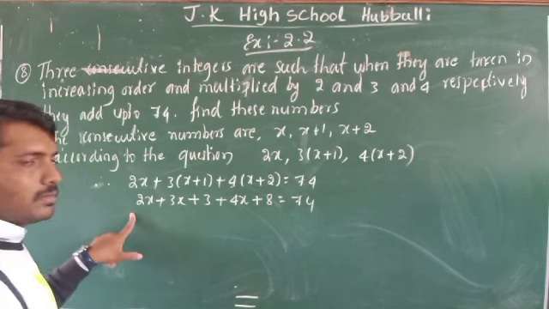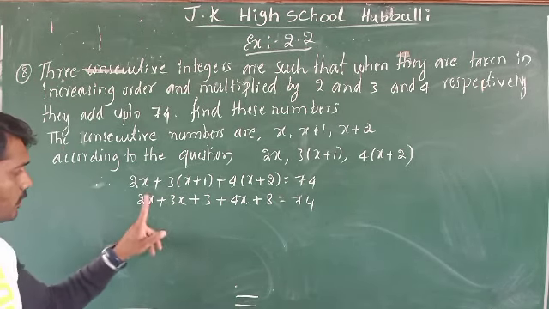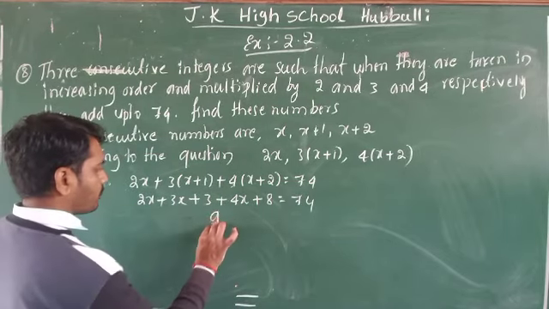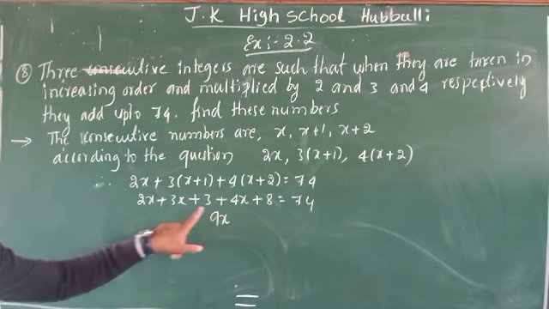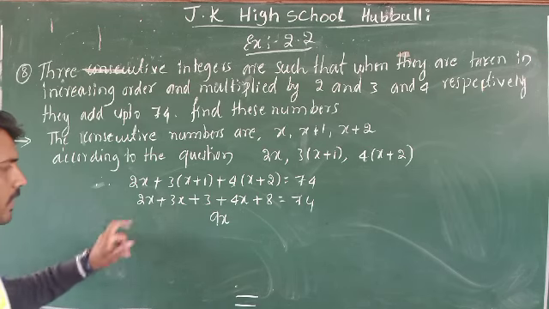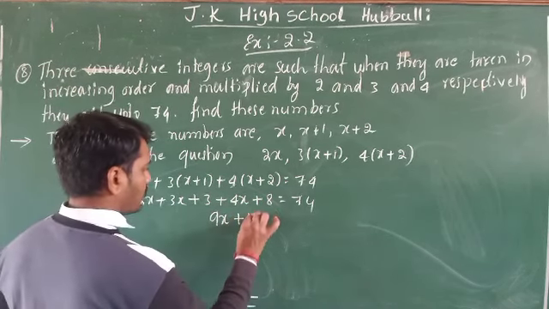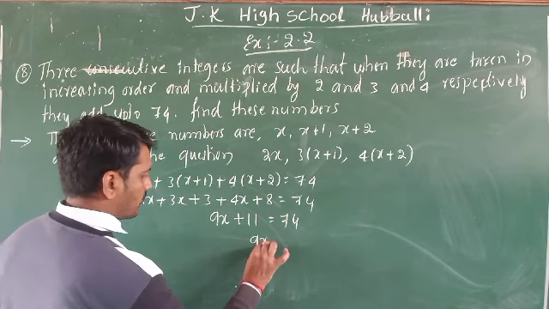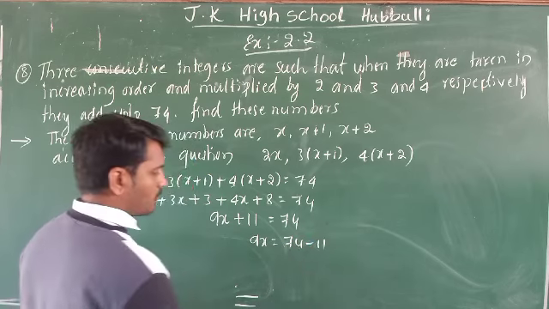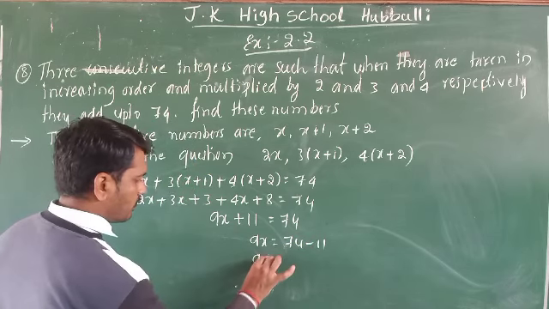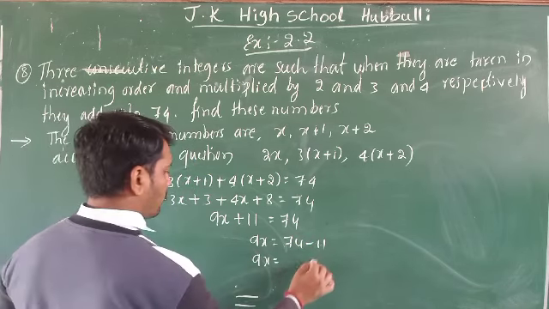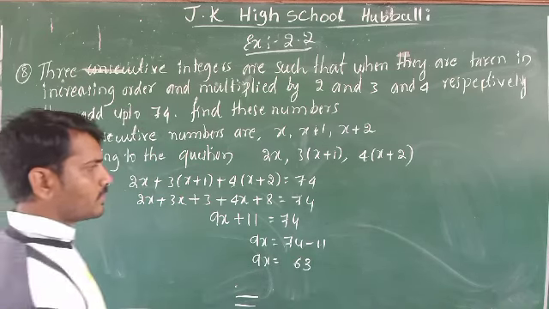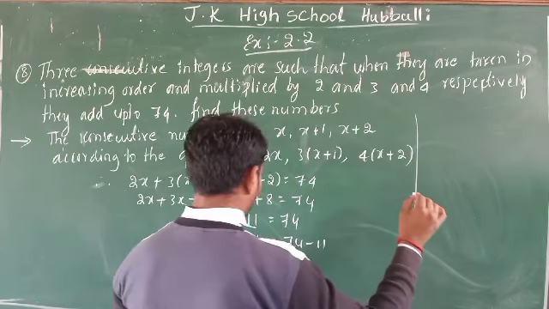Later on, add the variables. 2x plus x is what? 3x, 3x plus 4x, 7x will come. 4 plus 3, 7, 7 plus 2, 9. 8 plus 3, 11 is equal to 74. 9x is equal to 74 minus 11. 9x is equal to 4 minus 1, 3, 7 minus 1, 6. Next one.